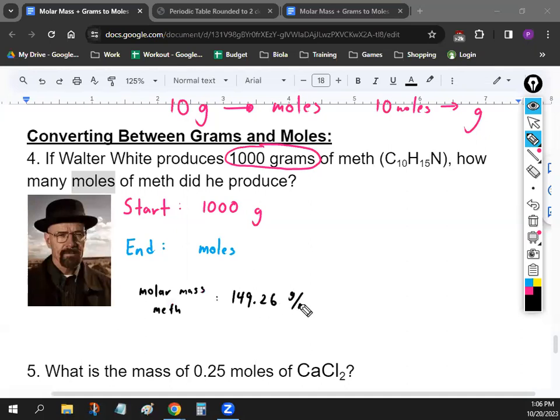149.26 grams per mole. Okay, so this is what we're going to use in order to solve this problem. You're turning 1,000 grams of meth, and you're turning it into moles of meth. You want to figure out how many moles are inside 1,000 grams of methamphetamine.